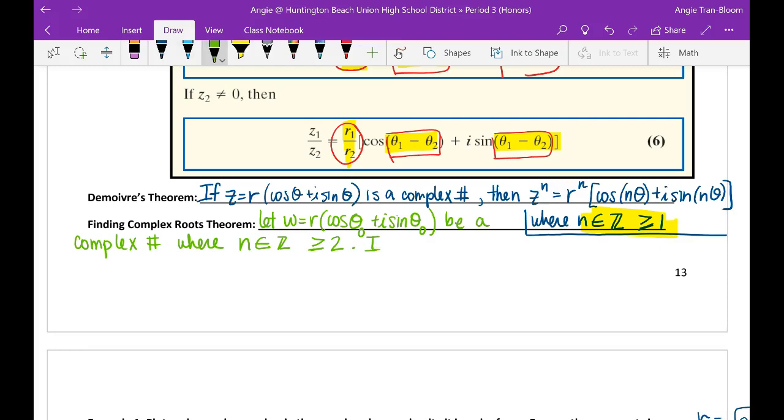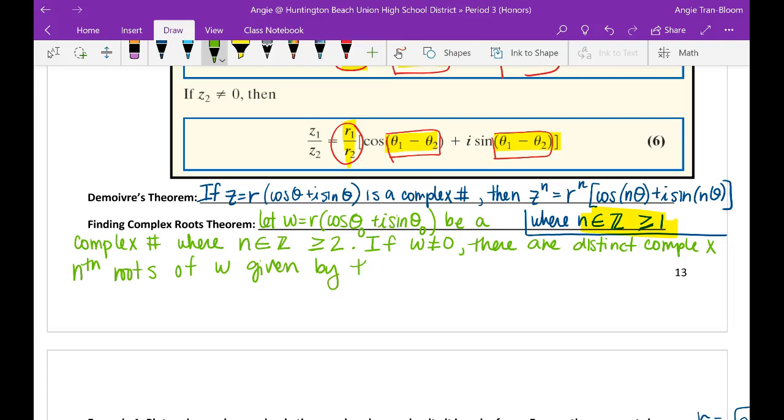So if w is not 0, there are n distinct complex nth roots of w given by the formula.